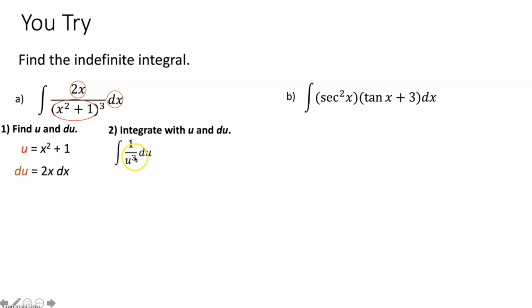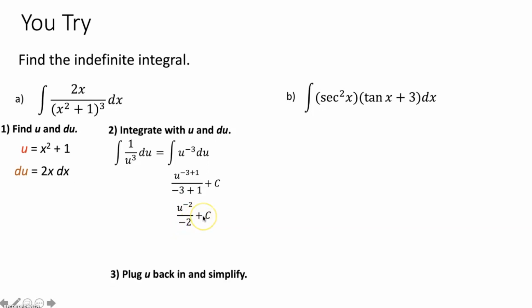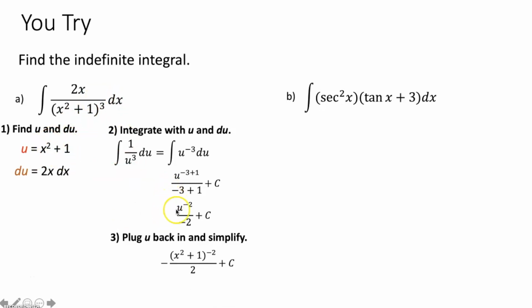In order to evaluate this indefinite integral, I need to prepare it for integration. Now I can integrate this with the general power rule. When I integrate this, it's just going to be u to the negative 3 plus 1 power over negative 3 plus 1 plus c. I simplify that and I end up getting u to the negative second over negative 2 plus c. Now all you have to do to finish evaluating this integral is take whatever you set u equal to, plug it back in for u, and then simplify it. So in our final answer, we don't want to have a negative exponent, so we're going to take this x squared plus 1 to the negative second power, move it back down to the denominator, and we have our indefinite integral.